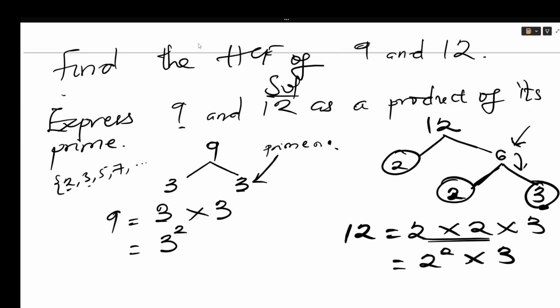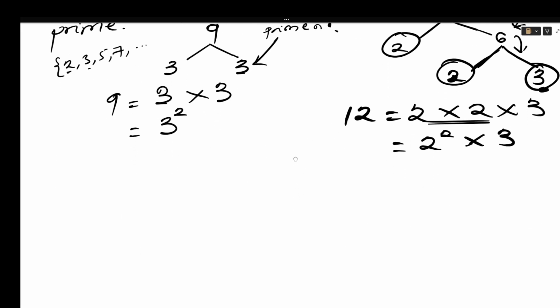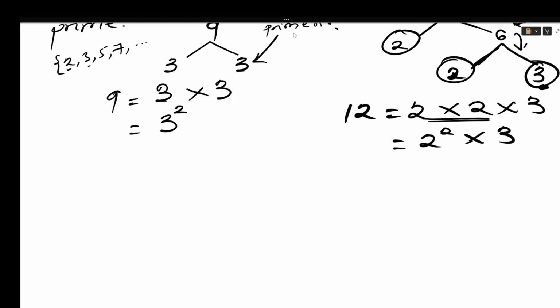So we've been able to perform the first step, which is expressing the given numbers as a product of its prime. The second step is to list the common factors. We can see 3 here and 3 here. Good, so we list 3. We can see 2, but not here, so 2 isn't common.